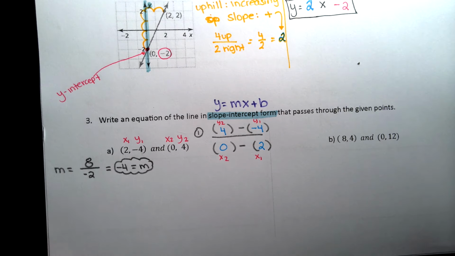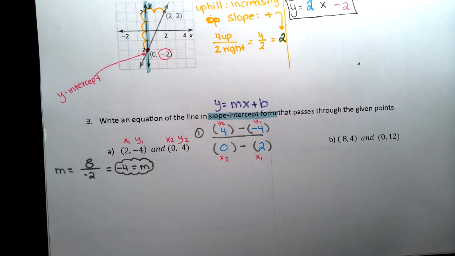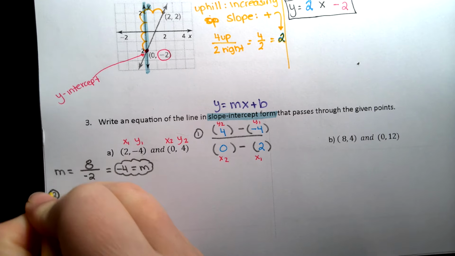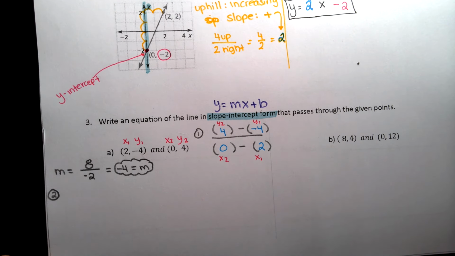That's step number 1. Step number 2, you're going to write out your point slope form. So this is a different formula that you have to have memorized.